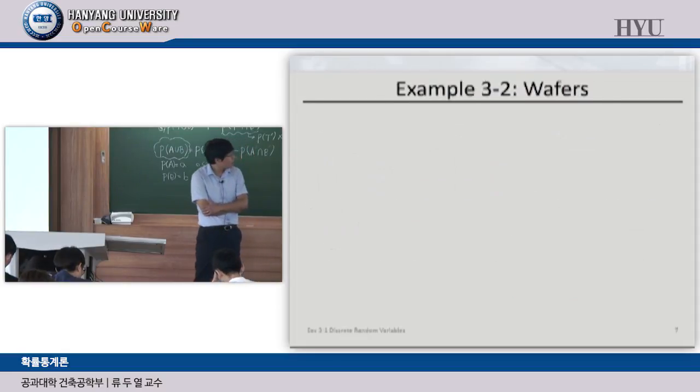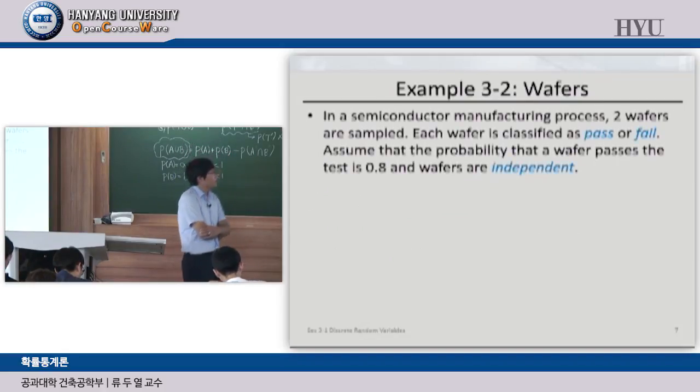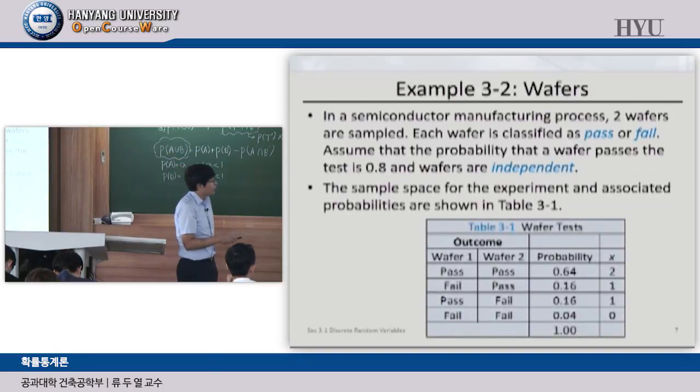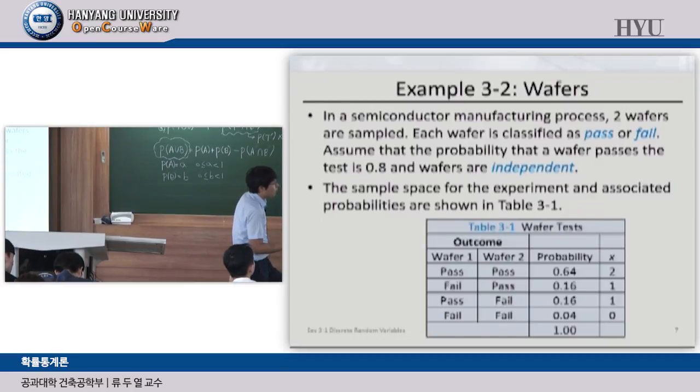And this is another example. In a semiconductor manufacturing process, 2 wafers are sampled, and each wafer is classified as pass or fail. Assume that the probability that a wafer passes the test is 0.8, and the wafers are independent. The sample space for the experiment and associated probabilities are shown in this table. And these are the outcomes, right? And this is the probability. And these are the outcomes that we can obtain from this system.